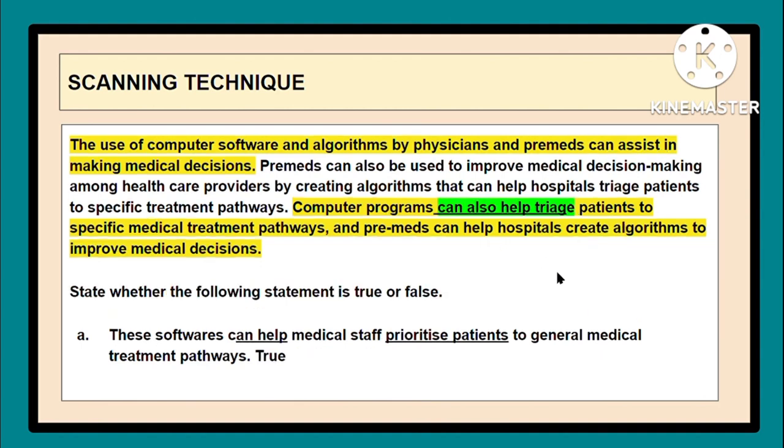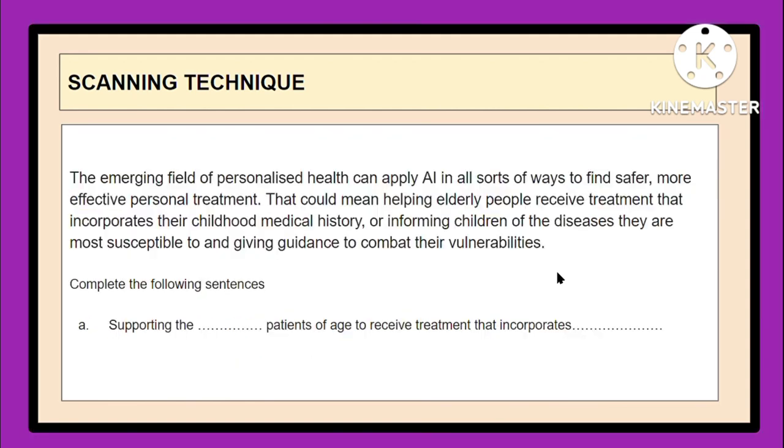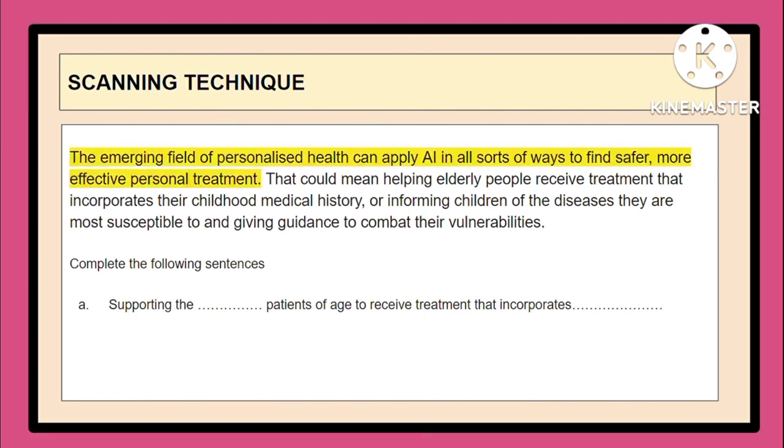Okay guys, now let's move on to the next question. Over here I have the same paragraph I took from earlier with a different question. Let's read the question and let's try to understand the instruction it wants us to find. Complete the following sentences. So basically it's a fill in the blanks kind of thing, without the options being given, and we have to fish from the paragraph given above. So what do I have to find? Let's see. Supporting the dash patients of age.